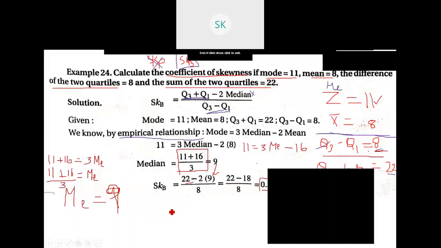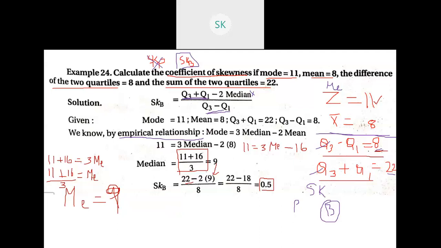Okay, so this completes our skewness chapter. To just summarize the whole chapter, we learned two types of skewness. The first one is Karl Pearson's skewness. The second one is Bowley's coefficient of skewness.